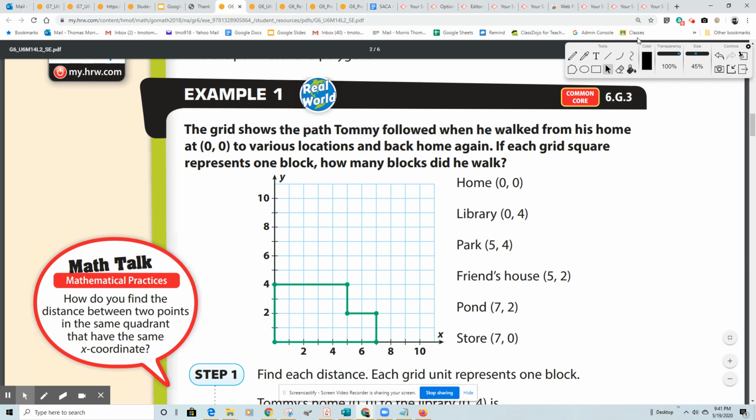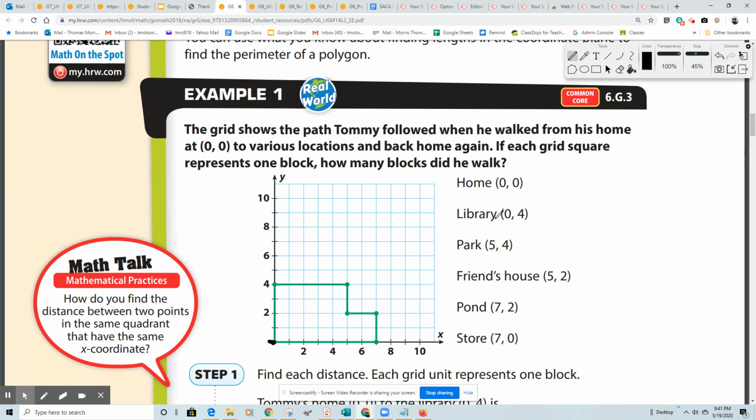All right, so take a look here. He started at home. Where's my marker? He started home here at the origin, and then he went to the library, over 0, up 4, so the library is here. Then he went over to the park, down to his friend's house, over to the pond, down to the store, and then back home again. All right, so to find the distance, what we're going to do is find the distance of all these lines for our perimeter. All right, so let's just take a look. What is our scale again? It looks like we're counting by ones, right?